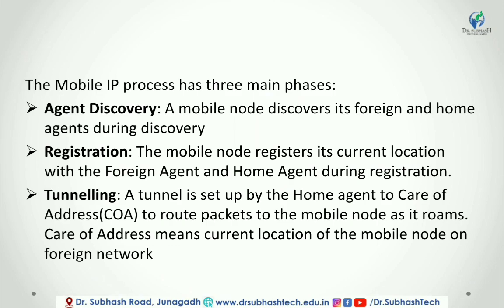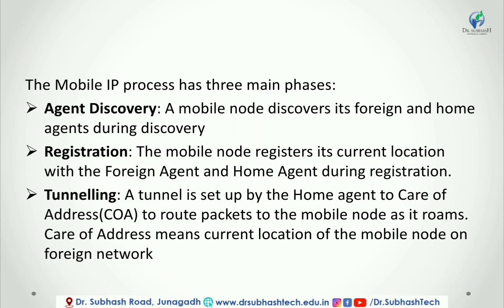The first method is agent advertisement. For the first method, FA and HA advertise their presence periodically using a special agent advertisement message. This advertisement message can be seen as a beacon broadcast into the subnet. For this advertisement, Internet Control Message Protocol messages according to RFC 1256 are used with some mobility extension.